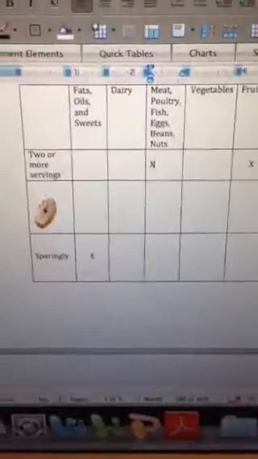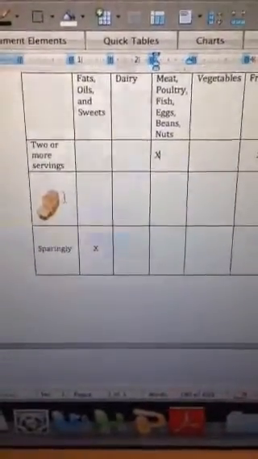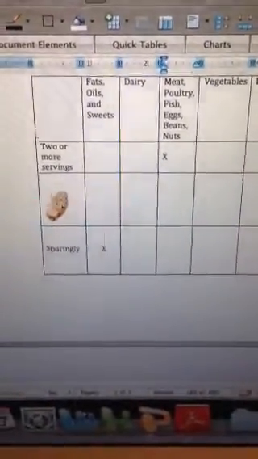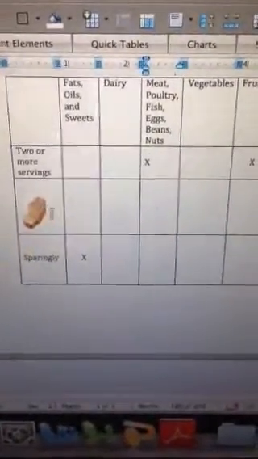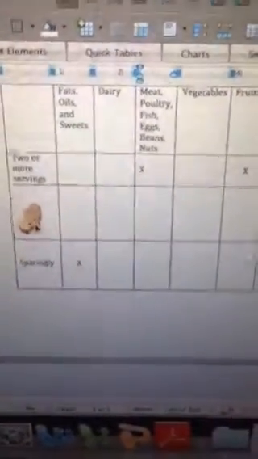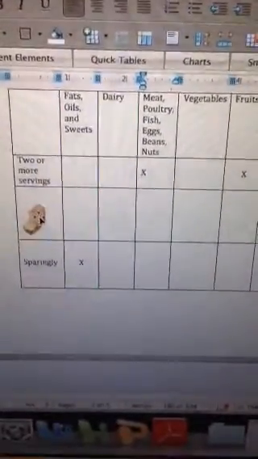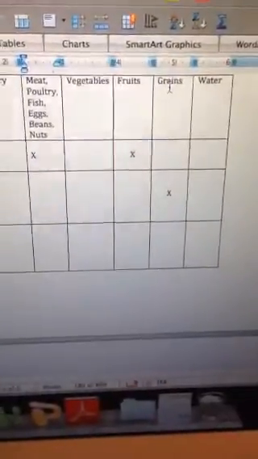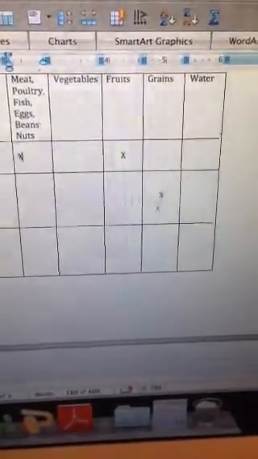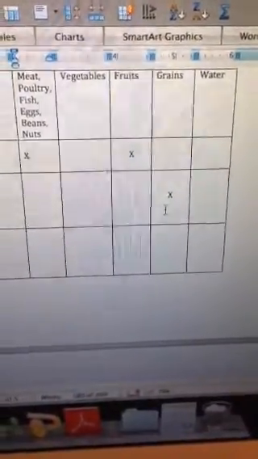The next one, what is this a picture of? Bread, yes, and it's kind of brown in color, so we know it's whole wheat. And what category is bread in? Well, bread is a grain, so we're going to put an X in the grain category.